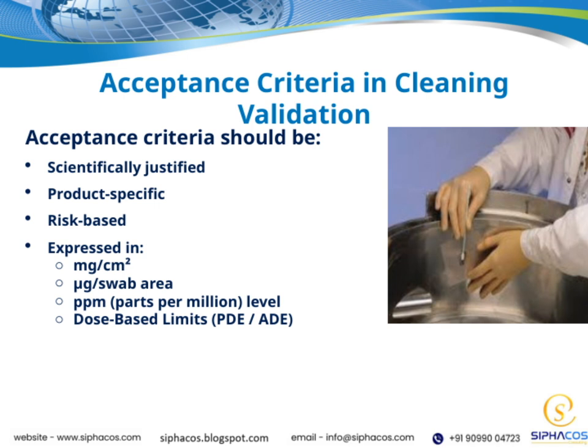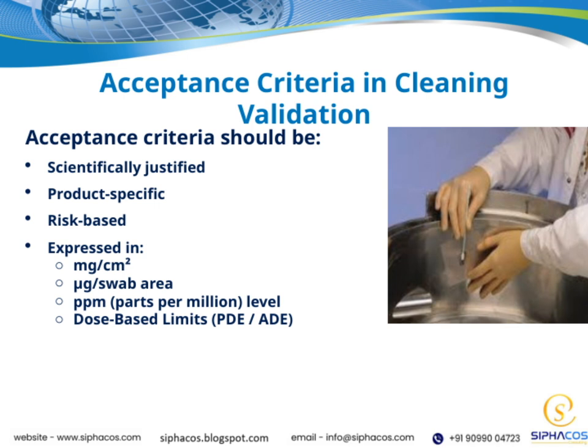They also need to be risk-based, meaning we consider the potential impact of residues or contaminants on patient safety or product quality. This way, our criteria are focused where they matter most. In terms of how we express these criteria, there are a few common units. For instance, we might use milligrams per square centimeter or micrograms per swab area to quantify residues directly. Sometimes, parts per million, or ppm, are used, especially for very low levels of contaminants. And importantly, we also have dose-based limits, like PDE or ADE, which relate to the maximum safe exposure levels.